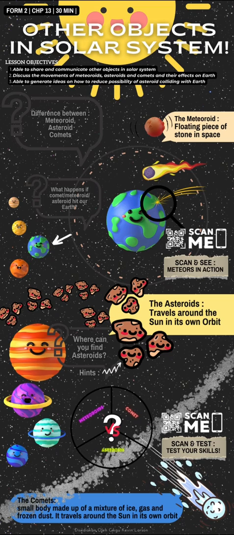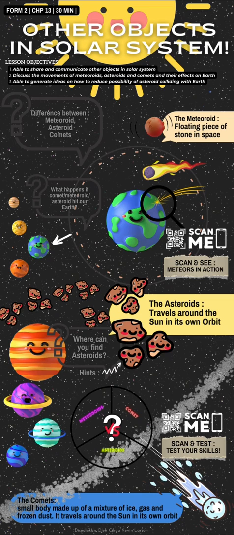So, will it collide with the Earth? We will see about that later. And the third one is the comets. It is a small body made up of a mixture of ice, gas, and frozen dust. It travels around the sun in its own orbit. As you can see, the comet is actually made up of a mixture of ice.